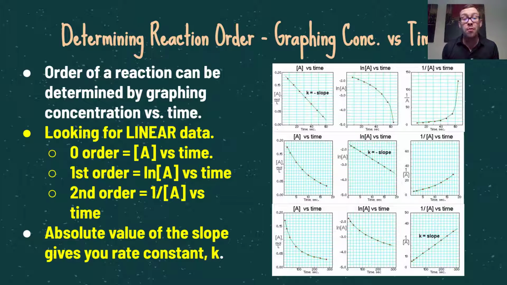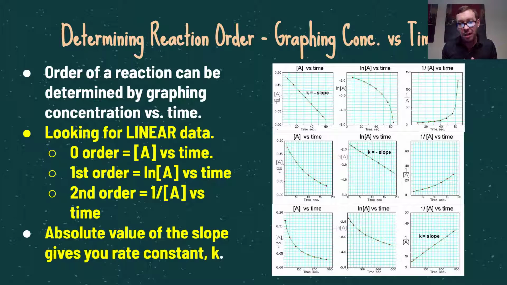And we're going to look for it in one of 3 different ways. We take the concentration versus time, we take the natural log of the concentration versus time, or we take 1 over the concentration versus time. Whichever of those gives you a linear slope, as opposed to something that is exponential or polynomial, that is going to be your order.